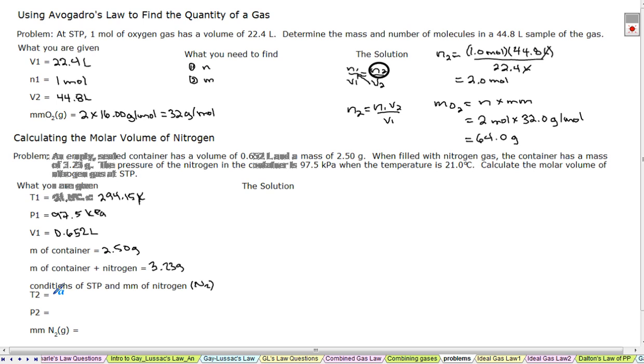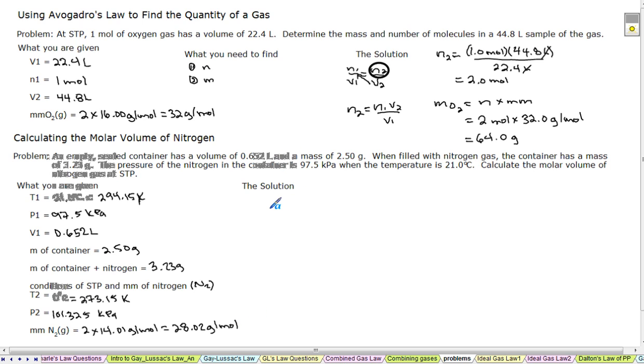So our temperature at STP is 0 degrees Celsius, which is 273.15 Kelvin. And pressure is 101.325 kilopascals. And the molar mass of nitrogen, because it's a nitrogen molecule, there are 2 atoms, so we have to multiply 2 times 14.01 grams per mole, and that's going to give us 28.02 grams per mole.